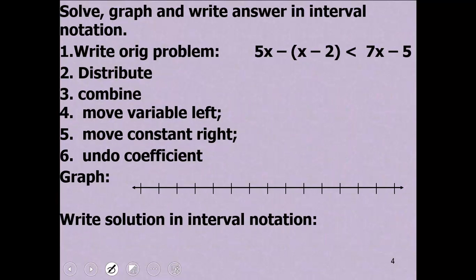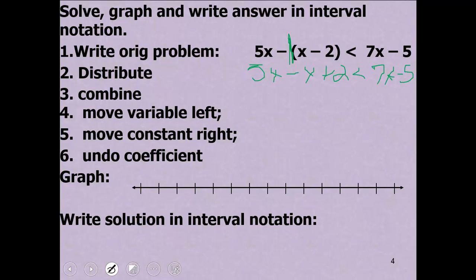All right, solve, graph, and write your answer in interval notation. Again, same direction. So on your homework, please write down the original problem. I've written it down for you here. Distribute. I have a negative 1 to distribute here. Hopefully you're recognizing that by now. So I have 5x. This is the effect of a sign flipper. Minus x plus 2 is going to be less than 7x minus 5.